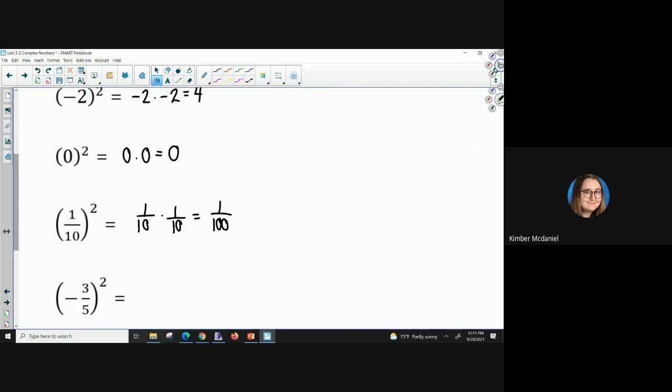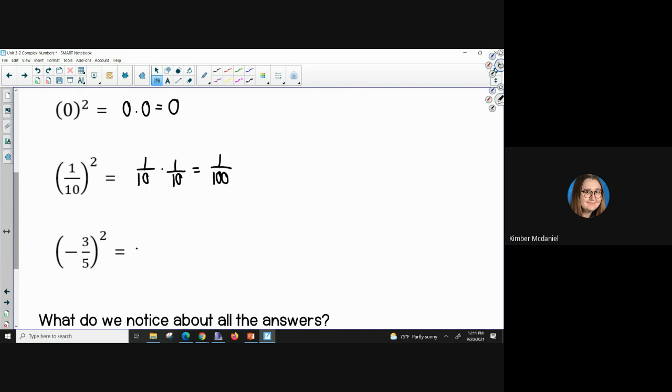Okay, let's look at this last one. -3 over 5 to the second power can be rewritten as -3 over 5 times -3 over 5, which would equal 9 over 25. Negative times a negative is a positive.